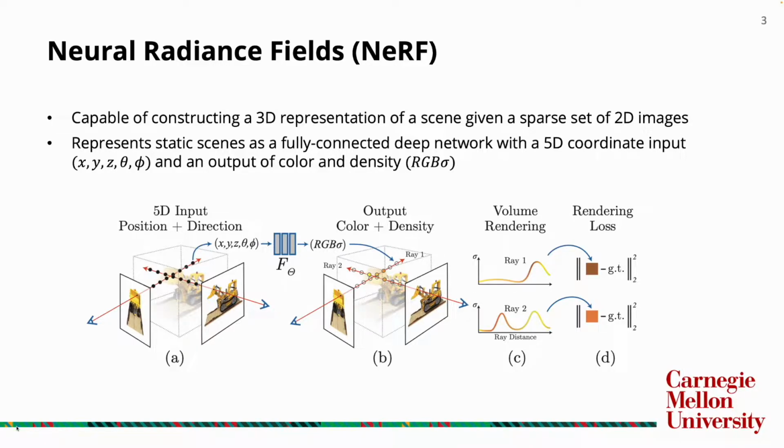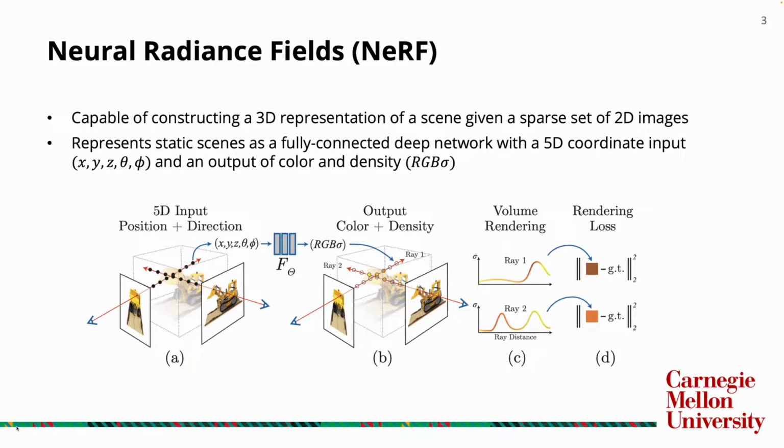In part A, we see that given an image from a given viewing direction theta and phi, we will pass a ray through each pixel. As that ray is sent through the pixel at location x and y, a sampled point z is sent through a fully connected deep network and is outputted a color and density, where density is a value that denotes whether or not an object is present.